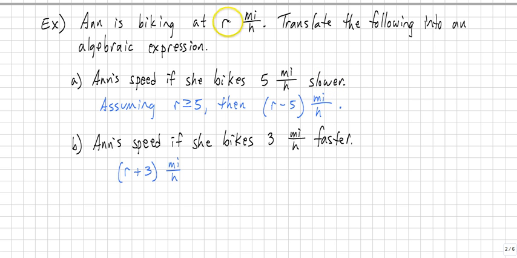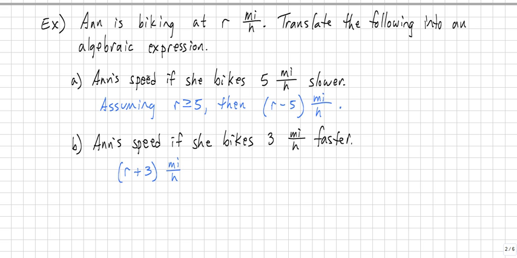Well, she was biking r miles an hour, and now she wants to go 5 miles an hour slower. In order to go 5 miles an hour slower, she has to be going at least 5 miles an hour. So assuming she's already going 5 miles an hour or faster, if she's going slower than that, it would just be her speed minus the 5 miles an hour. So we'll just take her speed minus 5, and that's how many miles an hour she's going. For example, let's say she's going 7 miles an hour now, and she goes 5 miles an hour slower. It'd be 7 minus 5, which would be 2 miles per hour. That's how fast she'd be going.